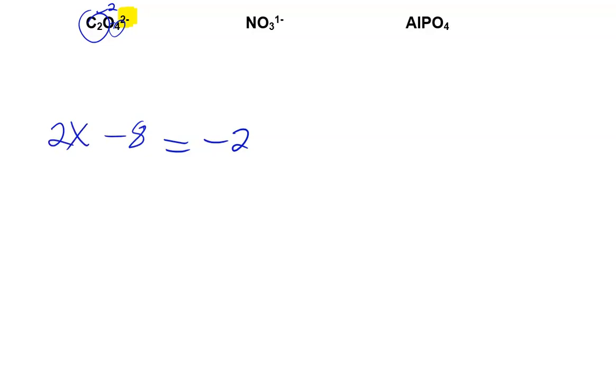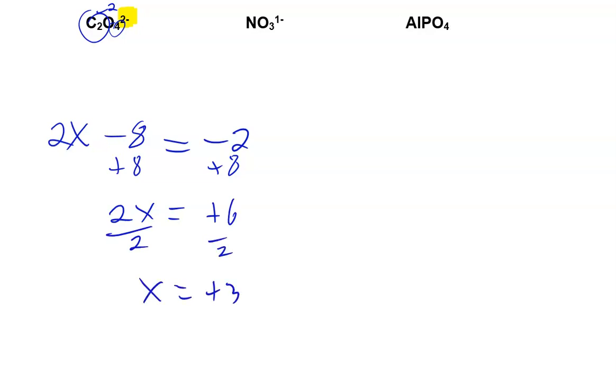So then we are going to isolate for it. We add 8 to both sides. Do my little algebra here. I got 2x equals a +6. Then divide by 2, divide by 2, and then x equals +3. So I will have a -2 for the oxygen and a +3 for the carbon.